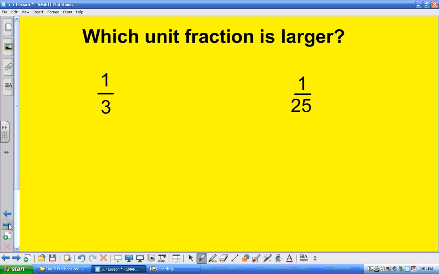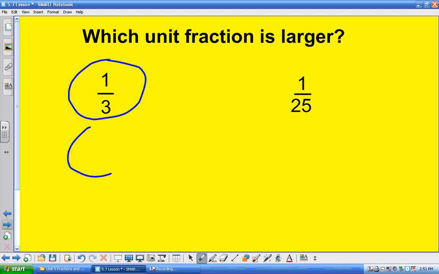Alright, so now let's do it without drawing. 1/3 versus 1/25. 1/3 is larger. Why do you say this is larger? You get more pieces. You get more space. Yeah, you get more space.